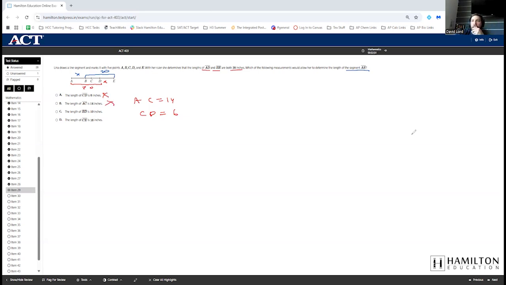How about C? Pick a different color to make it stand out more. BD is 10. All right, if BD is 10, then we know that DE is also 10. And then, oh, because we know BD is 10 here, then AB is 10. Ah, so that would tell us the whole length is 30. So that did seem to work. Well, we can check the last one to make sure, though.